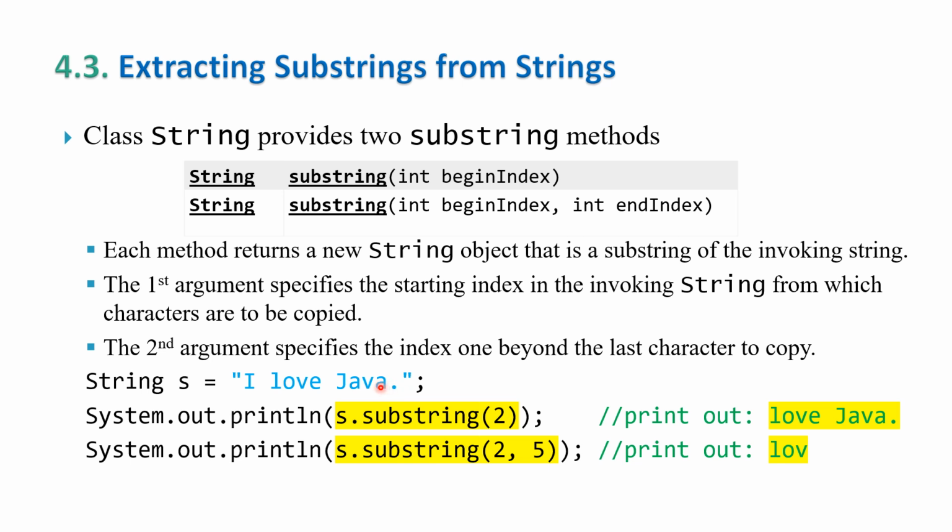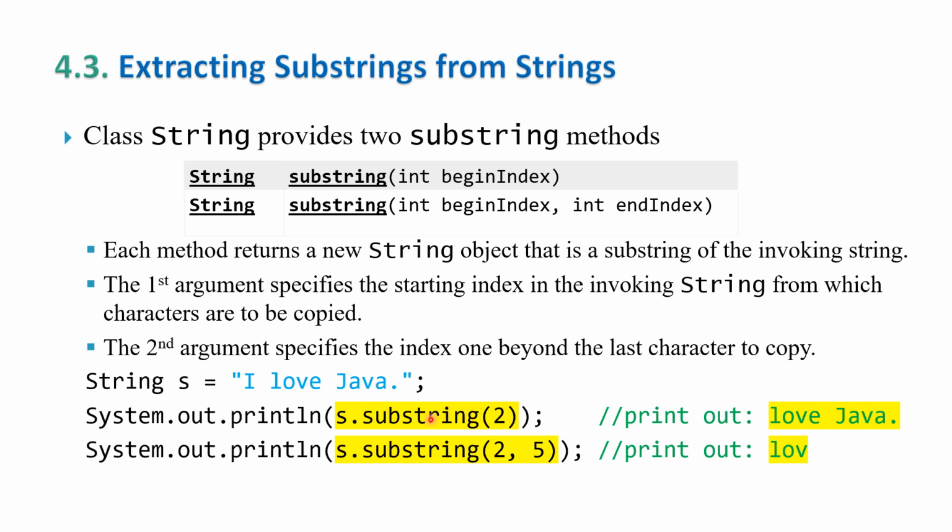Then the method call s.substring(2), with 2 as the argument, returns a string that is copied from index 2 of the string s. So the returned string has the content "love Java."